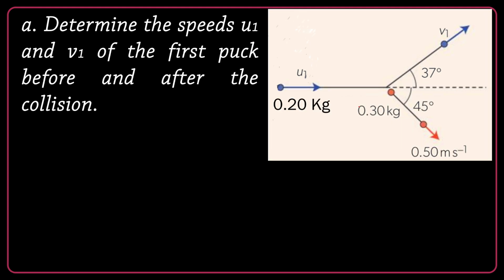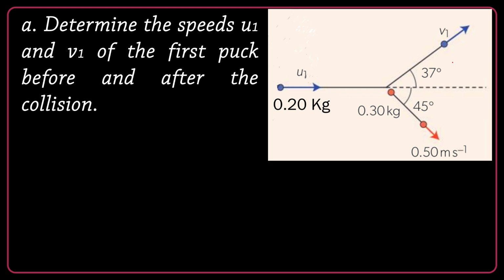Part A: determine the speeds u1 and v1 of the first puck before and after the collision. The first puck has initial speed u1, and after the collision it's v1. I'm looking for both. I can use conservation of momentum to find these 2, because the question did not mention the elastic or inelastic nature of the collision, so I cannot use conservation of kinetic energy.